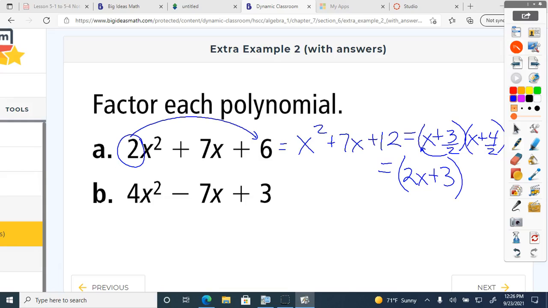Will 4 over 2 reduce? Does 4 over 2 reduce? What's 4 divided by 2? 2. So x plus 2. And now we're done.